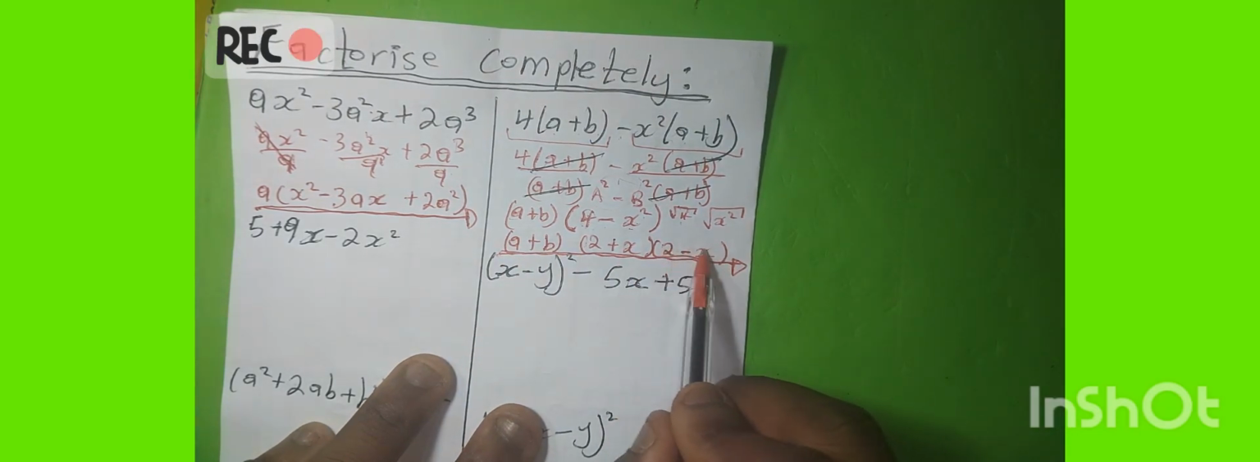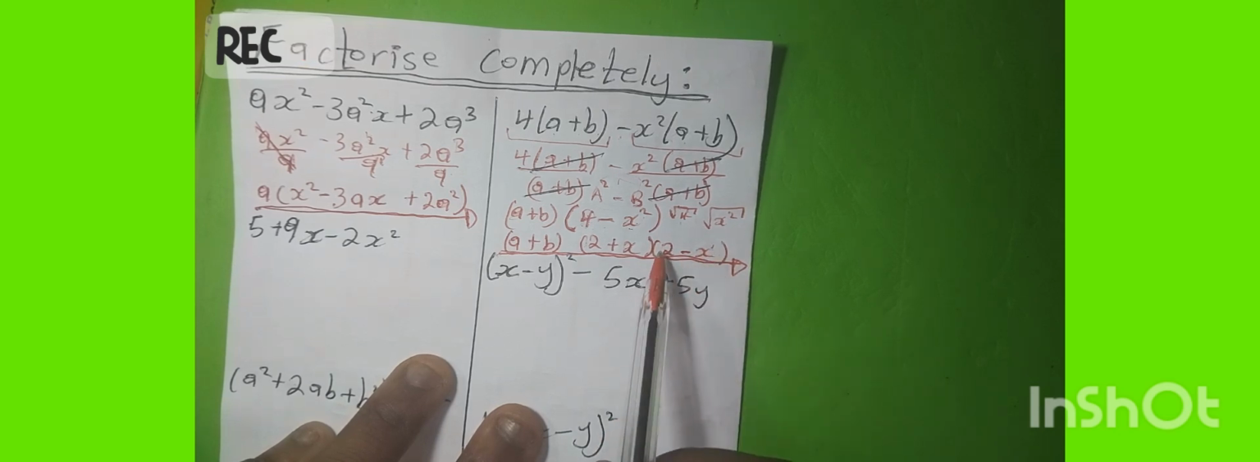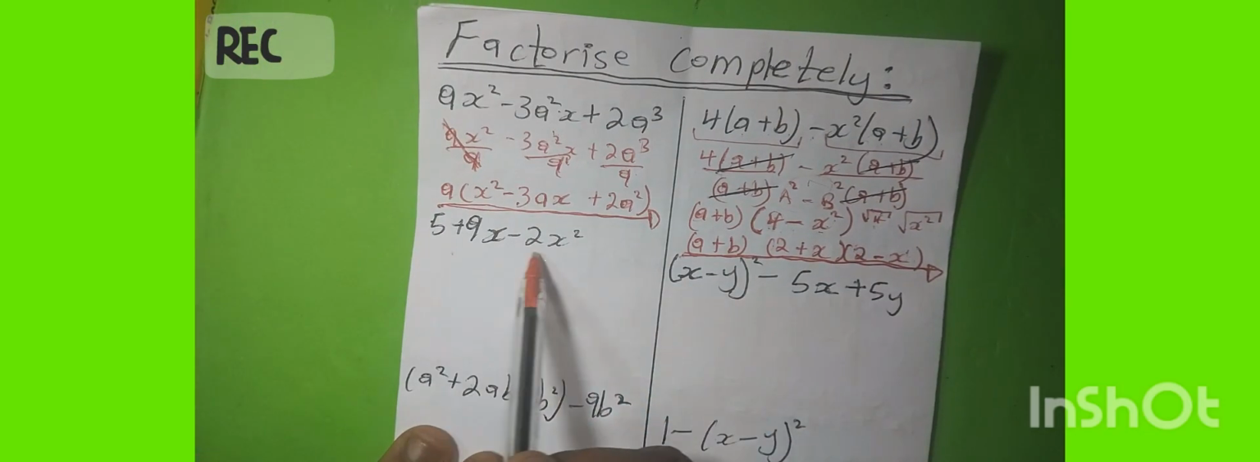And this, you cannot apply difference of 2 squares because you cannot have an invisible 1, and you cannot take the square root of 2. Meaning this one is your final answer for the question. So I can come and do this one.